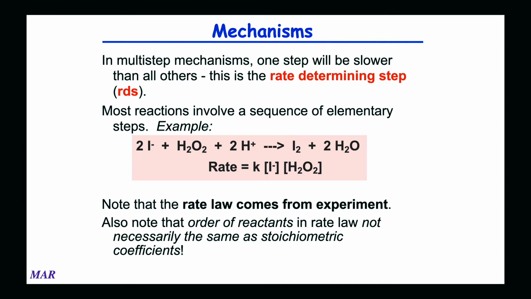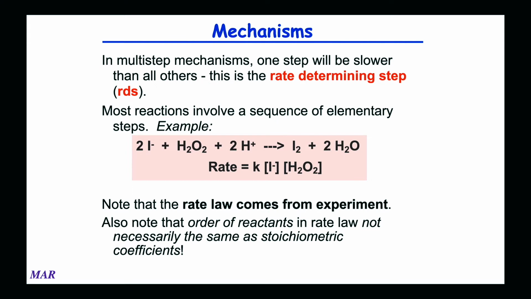Otherwise, your mechanism isn't worth anything. This is also why the rate law orders of reaction are not necessarily the same as the stoichiometries. So if you look at this reaction, the iodine clock reaction again, it's 2 iodides plus hydrogen peroxide, but in the rate law, iodide was not second order, it's first order. So the rate law says that at the slow step, 1 iodide reacts with 1 H2O2.